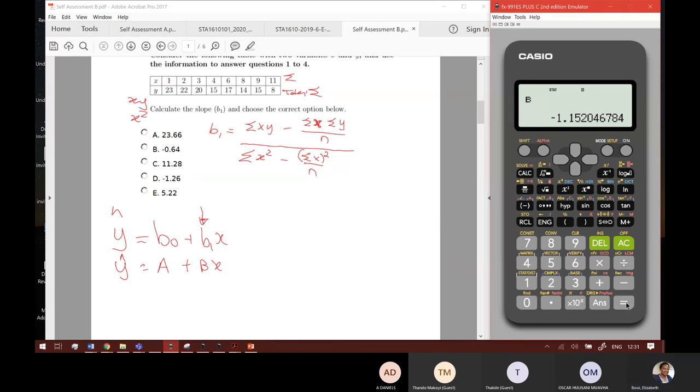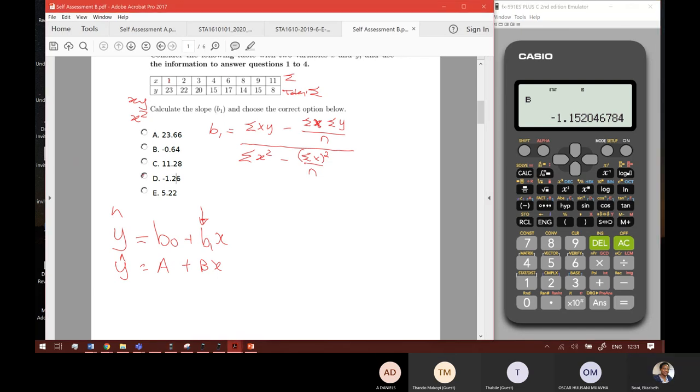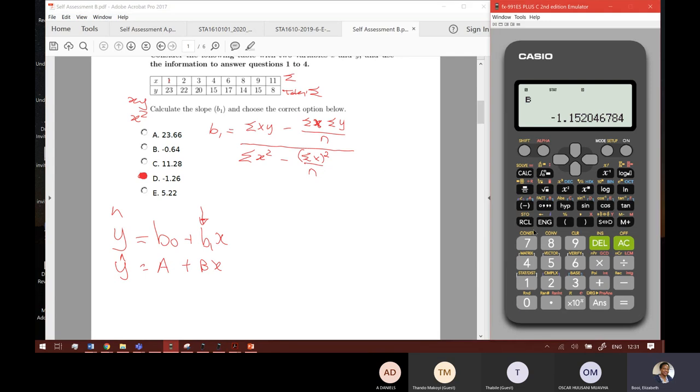Hi, ma'am. I'm still getting the same minus 1.26. It's actually minus 1.2 recurring 5. Maybe let's go back and see if your data was captured correctly. I did. I did go check my data is captured correctly. Shift, Set 1, and I go to data, which is 2. It takes me back to the table.